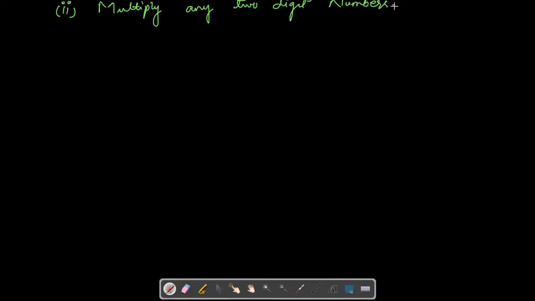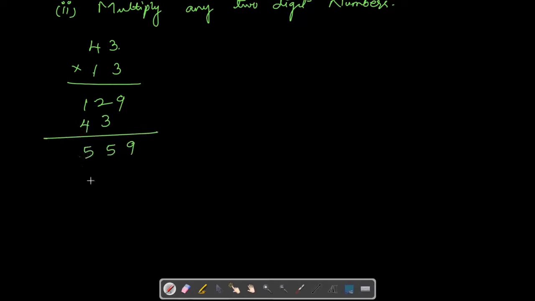Now, let me take an example. 43 times 13. So first let us solve this using the traditional method. If I use the traditional method, 3 times 3 gives me 9, 3 times 4 is 12, 1 times 3 is 3, and 1 times 4 is 4, which is nothing but 9, 5, and 5, which is 559. This becomes a little tedious when we have some bigger numbers. Now let me use a small trick and tell you how we can find it quickly.